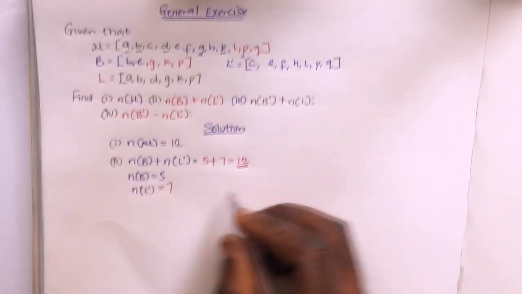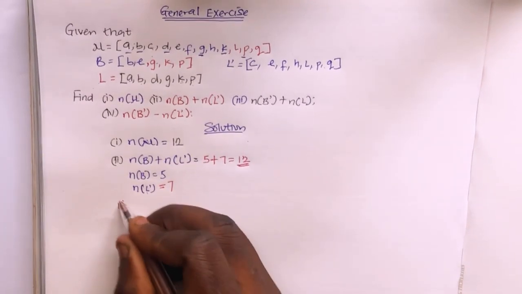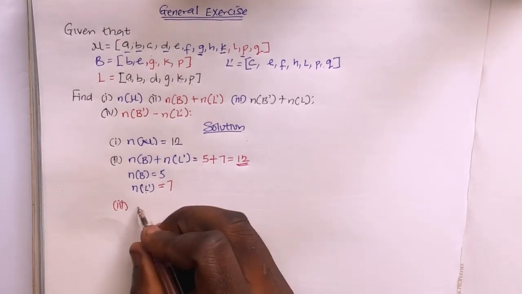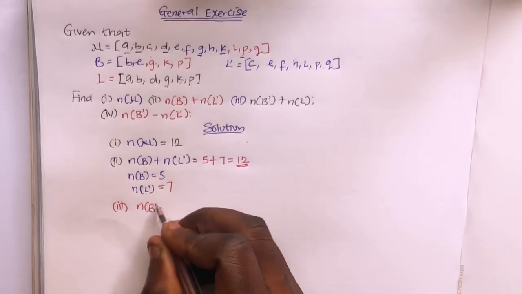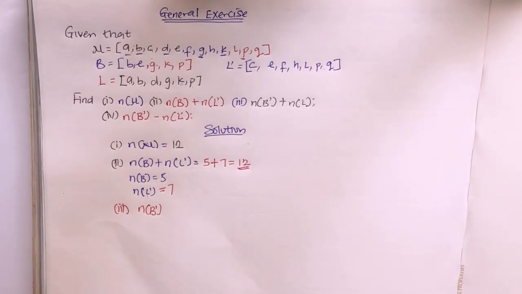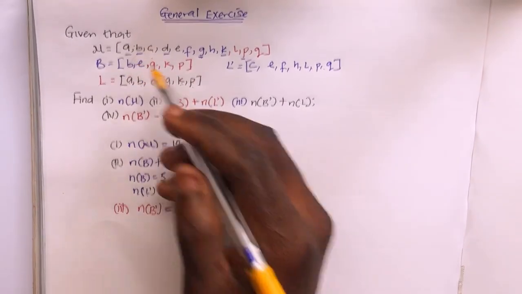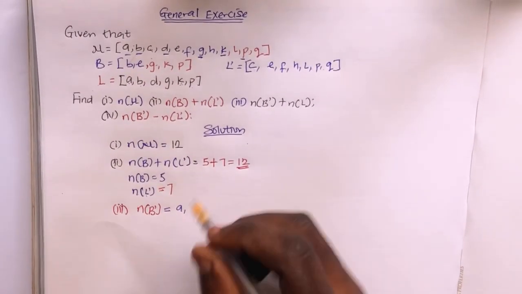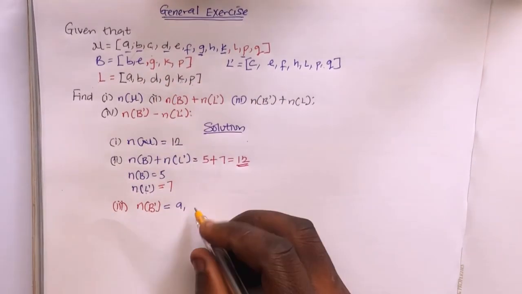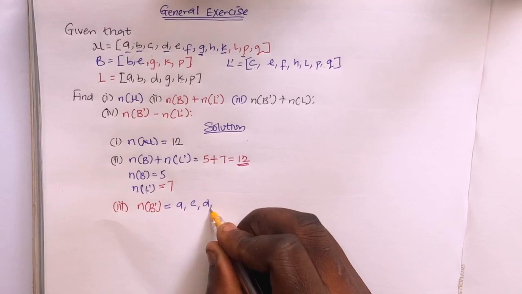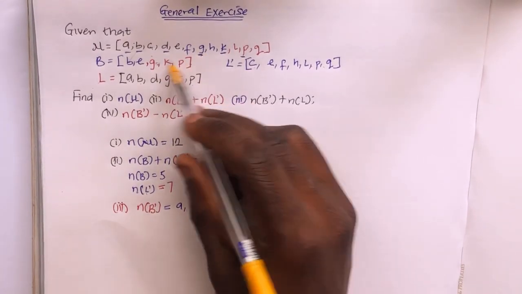Then let's move to the third case. I'm having here the cardinality of B complement plus the cardinality of L. I need to find the cardinality of B complement. B complement means elements that are in the universal set but not in B. You look at this, I'm having B here. I'm not having A. Your A is out. I'm having E here. My C is also out. My D is out. What other thing? My G is there.